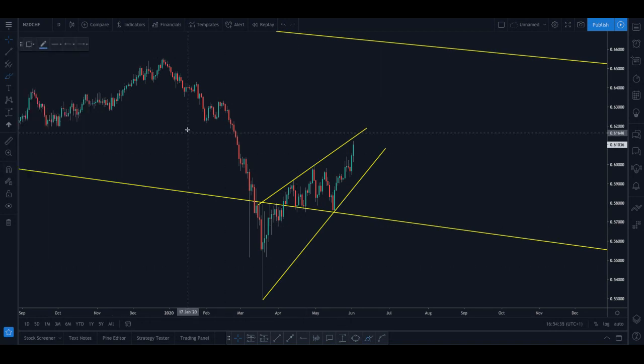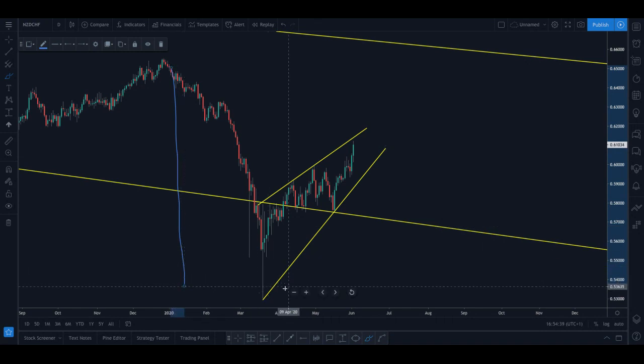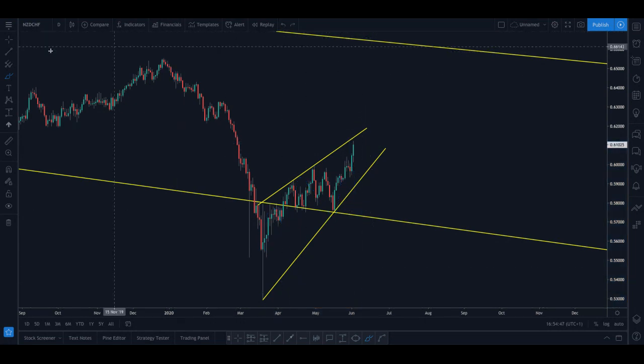Or you can see this a different way. You can see this as the impulsive move. And this is a corrective move. And another impulsive move to the downside. Now let me know what you think on NZDCHF in the comments. But for now we'll continue analysing.